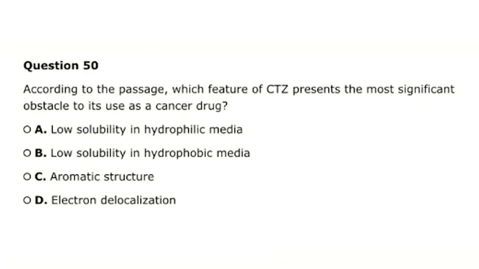Question 50. According to the passage, which feature of CTC presents the most significant obstacle to its use as a cancer drug? A, low solubility in hydrophilic media. B, low solubility in hydrophobic media. C, aromatic structure. Or D, electron delocalization.